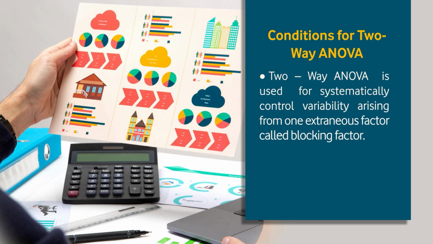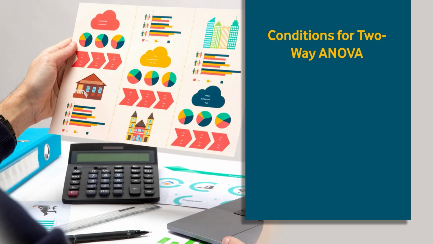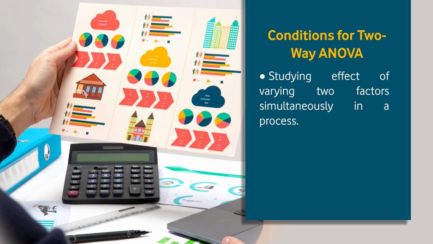Two-way ANOVA is used for systematically controlled variability arising from one extraneous factor, which we also call a blocking factor. So, if you have one blocking factor and one attributable factor, and third is the random component, there are three components in two-way ANOVA. Two-way ANOVA can also be used for studying the effect of varying two factors simultaneously in a process. That means you try to vary two factors simultaneously in a process.